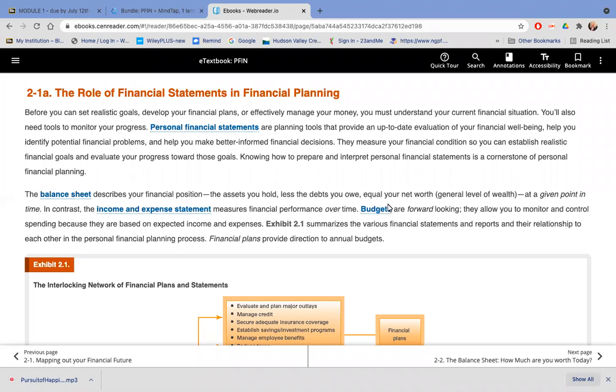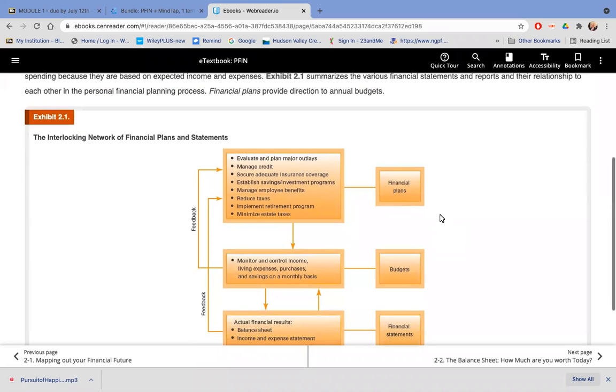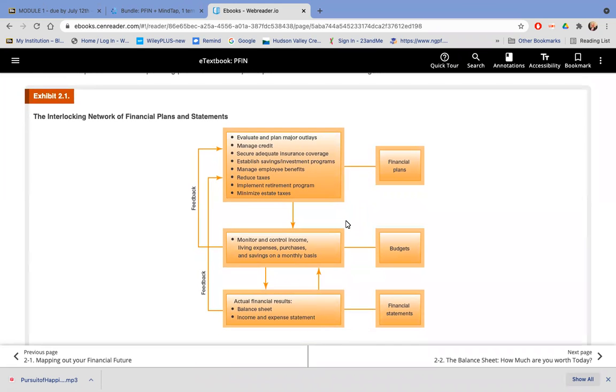And then we'll be looking at the role of budgets in financial planning. But again, financial plans, basically you set out a whole mess of goals to achieve. And you need to find out and use things like these financial statements and budgets to make sure those goals are getting achieved. And that's the purpose of needing to learn about them.